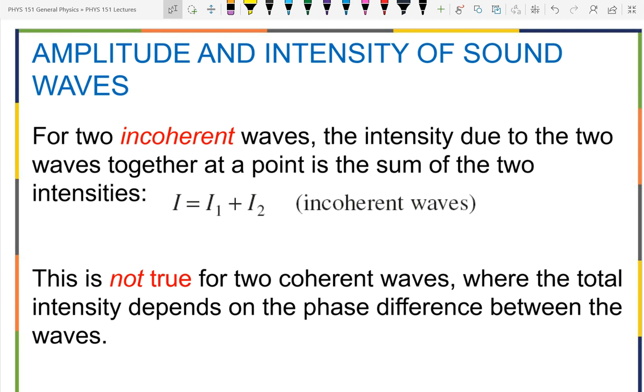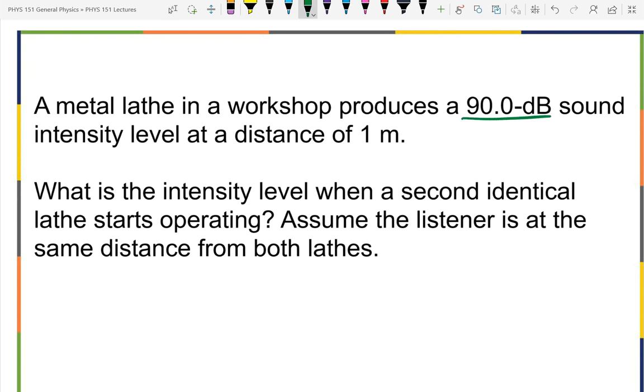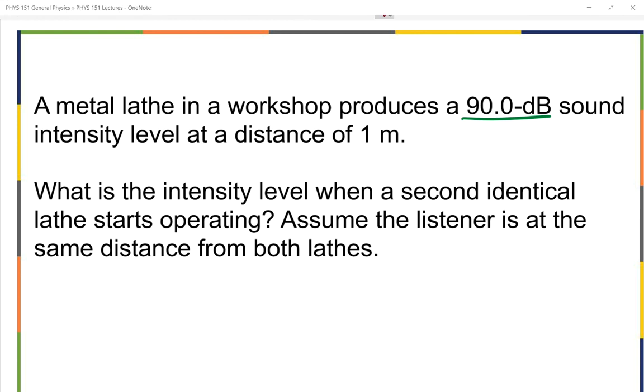So this problem is similar to that. Here's the problem. A metal lathe produces 90 decibel sound if you're a distance of 1 meter away. What if you had two metal lathes operating 1 meter away from you? Then how loud would it be? The intensity level, how would you do it? Does anybody have a quick way of doing this? Because there's a quick way. There's also a long way. I am just going to assume that everybody is really enraptured by this, and that's why you're sitting there going.